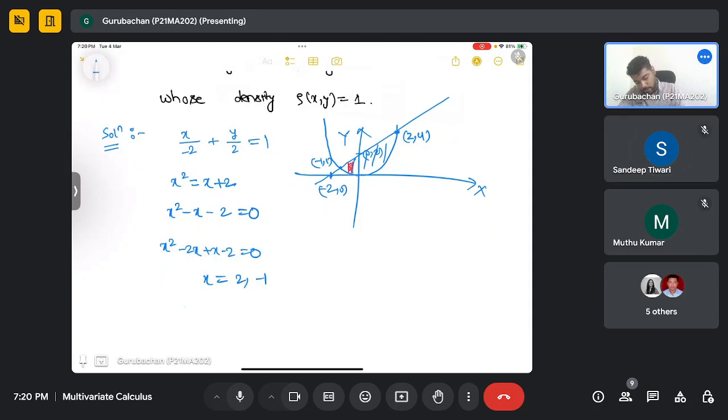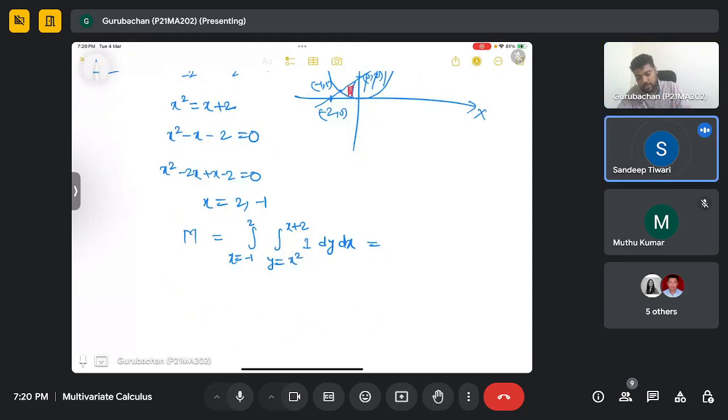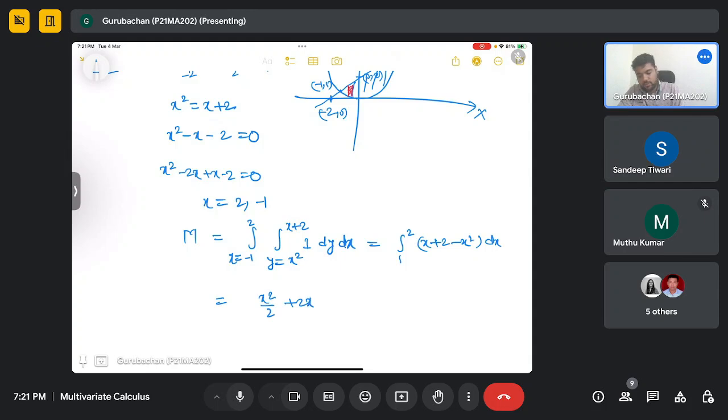Yes, sir. So the mass of the region is the double integration of rho xy, and rho is 1. Since we are taking a vertical strip, the limit of x will be constant from minus 1 to 2, and y will lie from x squared to x plus 2, dy dx. Okay, so this will give us the integral from minus 1 to 2 of x plus 2 minus x square dx, which is x square by 2 plus 2x minus x cube by 3.